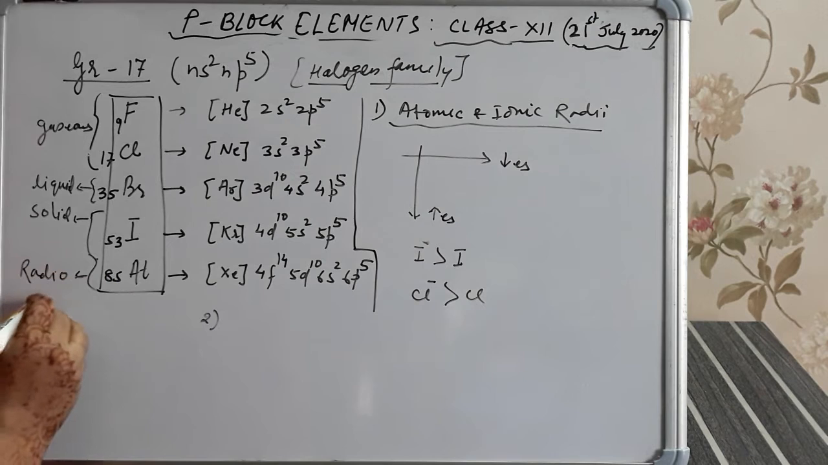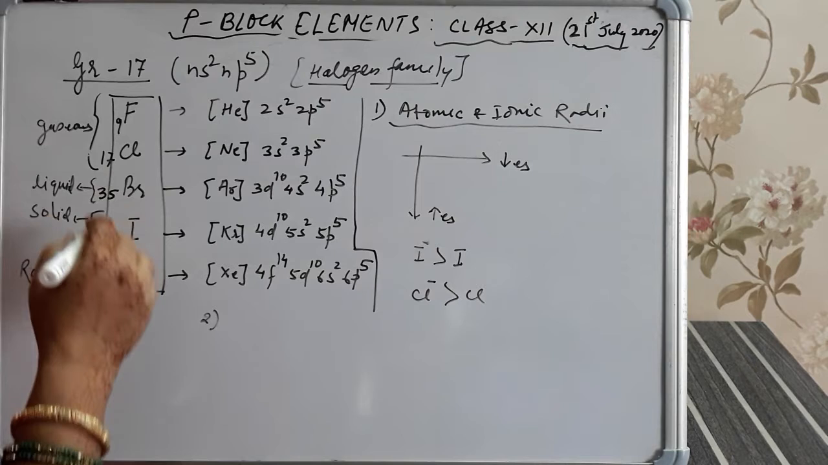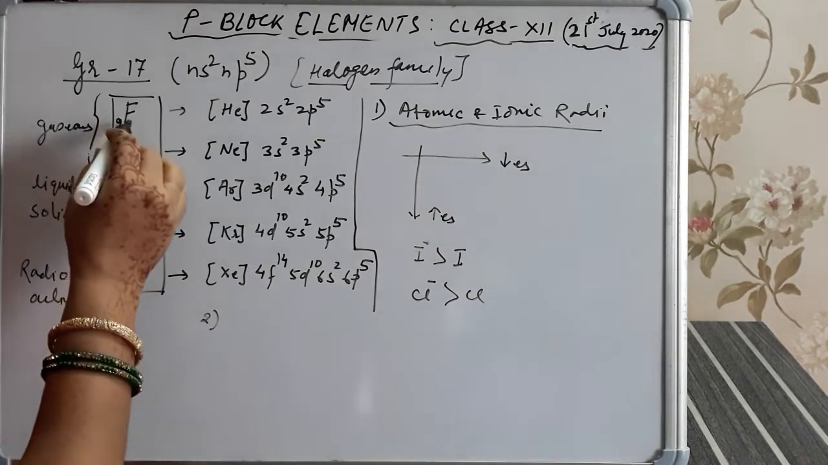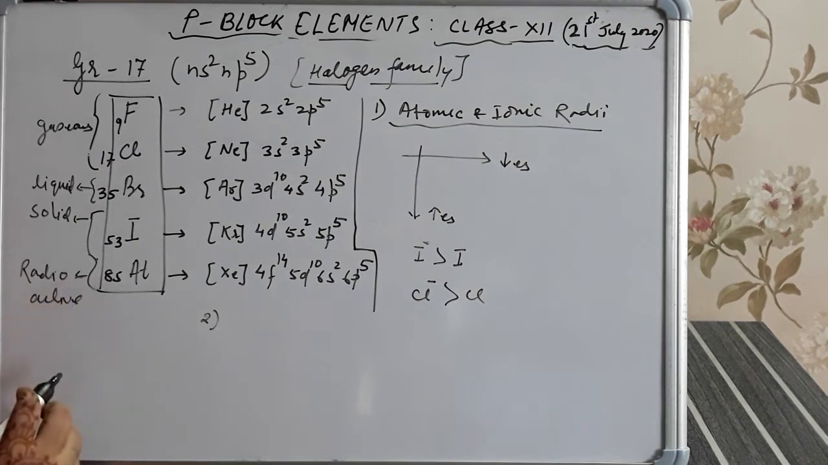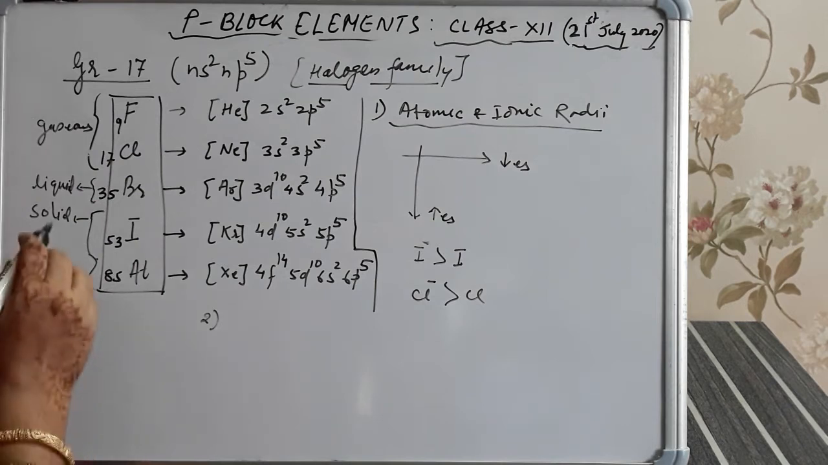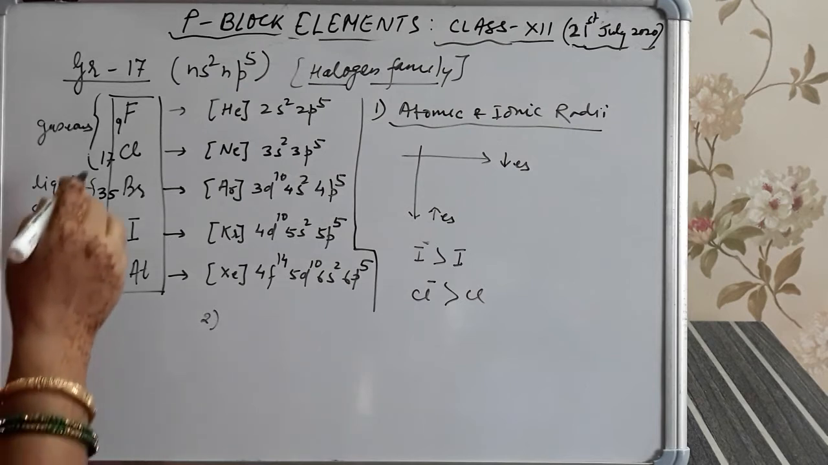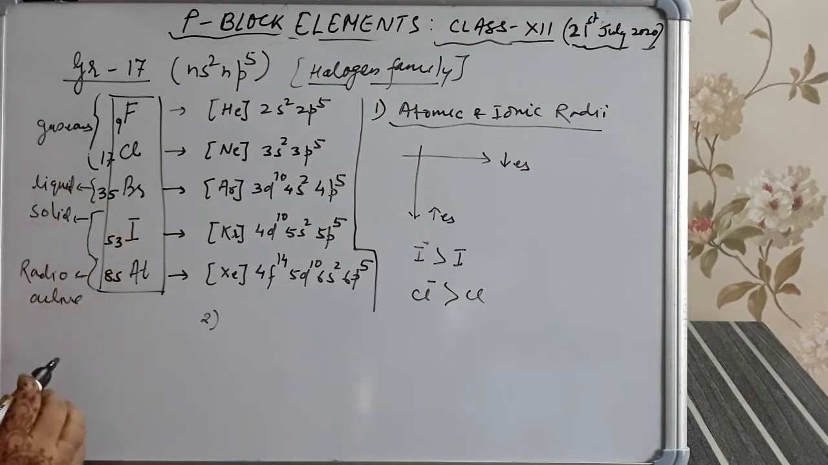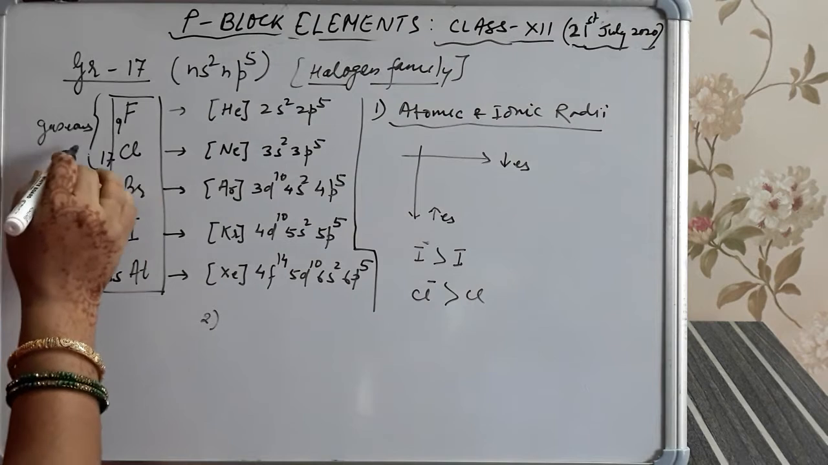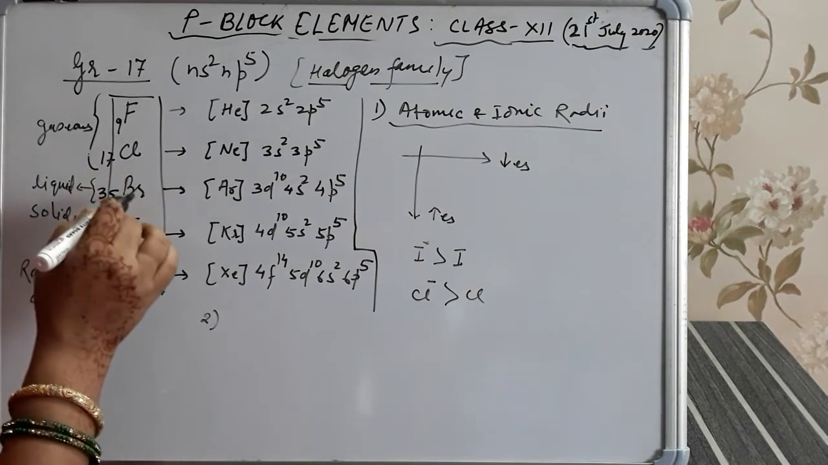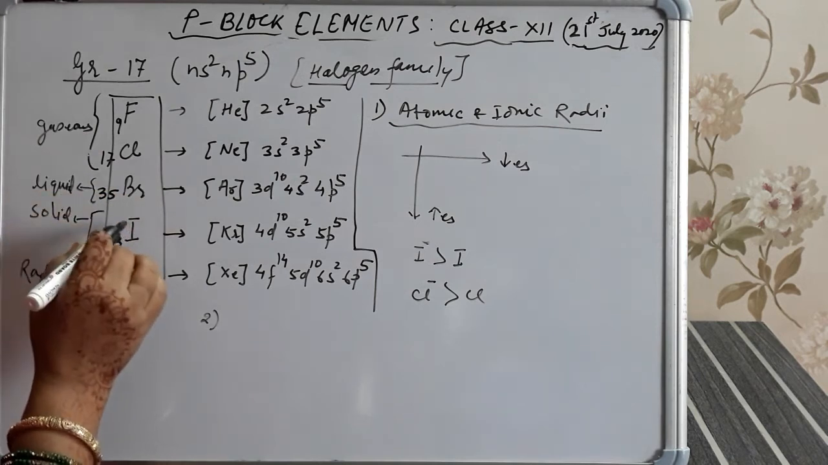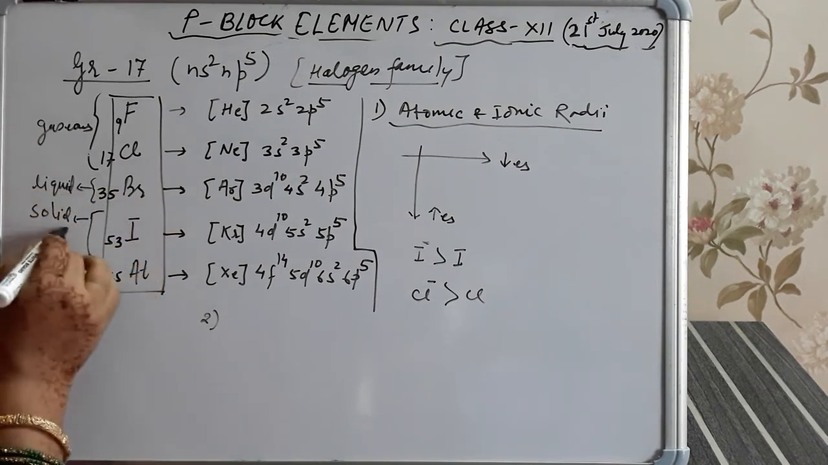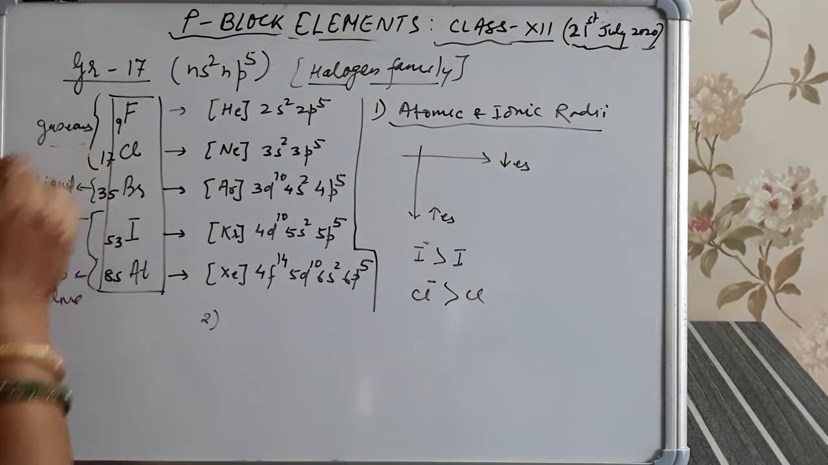For group 17 members, we will only discuss fluorine, chlorine, bromine and iodine, because astatine is radioactive in nature. So this is the physical status of the members present in group 17. Fluorine and chlorine exist in the gaseous form, whereas bromine is the only non-metal which exists in the liquid form, whereas iodine and astatine exist in the solid form.